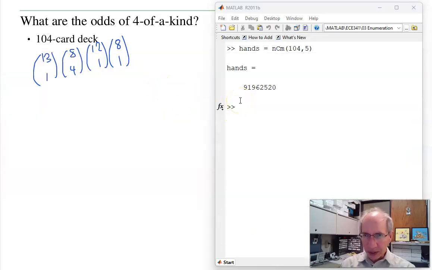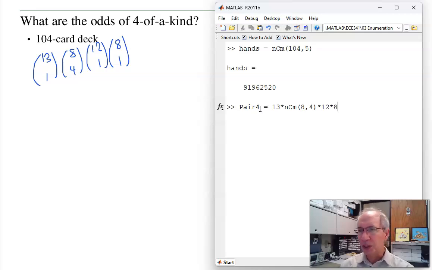If I do that, this would be pair4. I'm using this notation because MATLAB doesn't allow you to have a number in front of a variable. I can't say 4pair. It has to be a letter. So this is pair4. That means 4 of a kind. That's going to be 13 choose 1, that's just 13, times nchoosek of 8 choose 4, times 12 times 8. And 12 choose 1 is 12, 8 choose 1 is 8. There should be 87,000 different ways of getting 4 of a kind.